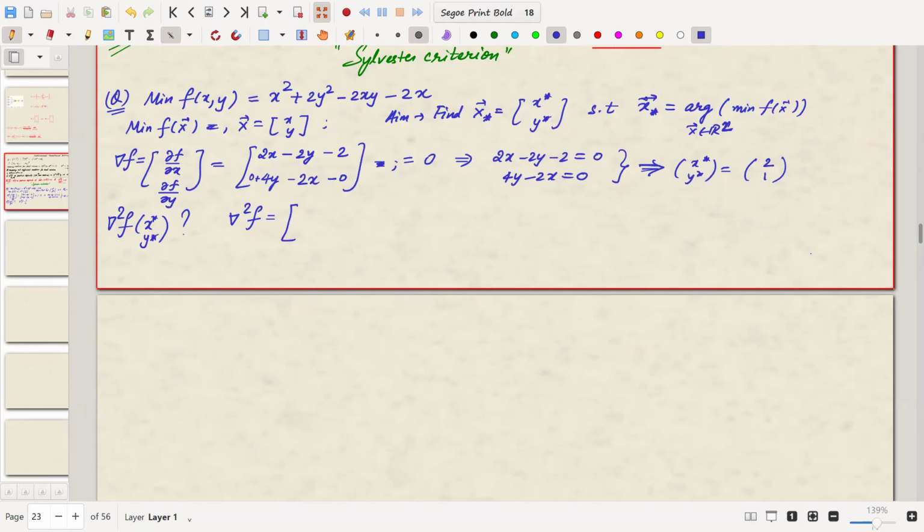So what should be the Hessian? This we write grad 2f or H. H for Hessian or grad 2f. How will you solve the Hessian? Hessian will be dou 2f by dou x2, then dou 2f, the mixed derivative, dou x dou y, then dou 2f dou x dou y, dou 2f dou y2.